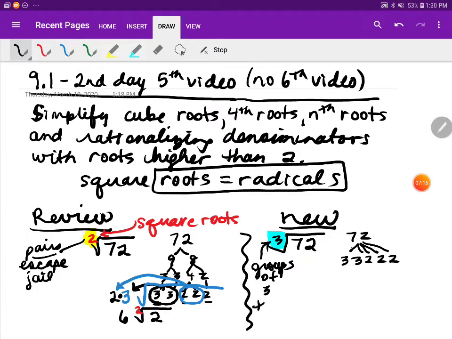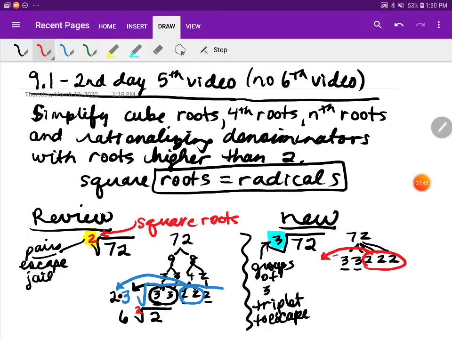So you have to be a triplet to escape. It's like a more secure jail. So the 3s, I only have a pair. Twins are not enough to get out of the higher security prison of the cube root. I need 3 of them. So I do have 3 2s. They don't have to all be in a row, but in this case, they happen to be in a row. So I'm going to escape the cube root jail.